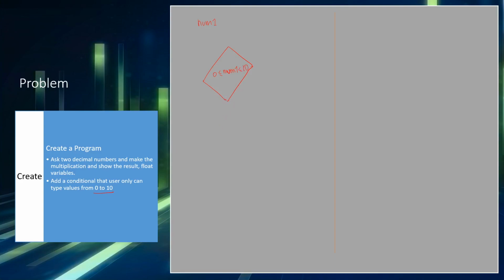So here, if this condition is true, continue. This condition is not true, finish the program. That's what we're gonna do. Or we can put no and yes. It's up to you how you want to write this.